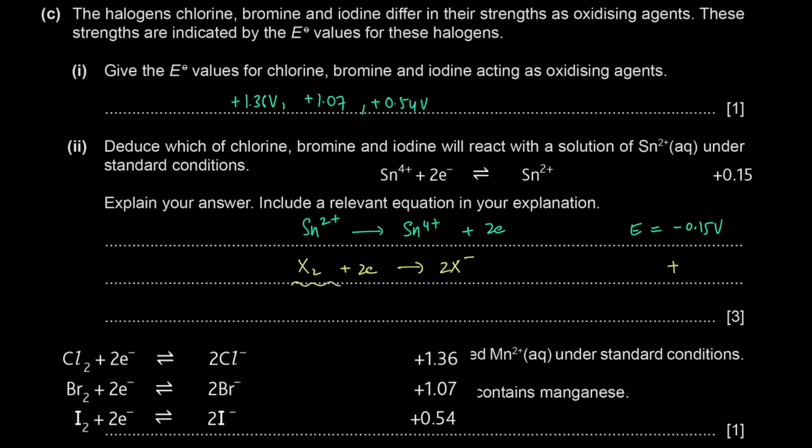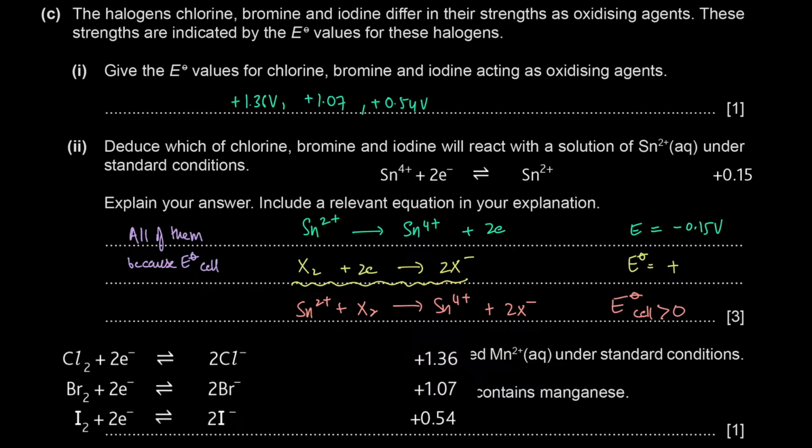So over here, what we know is that for the overall equation, we're going to have Sn²⁺ reacting with the halogen to form Sn⁴⁺ and the halide ions. And no matter which halogen we choose, the EMF of the cell will always be greater than 0, since this positive value in magnitude will always be greater than this negative value. So what we can say is that no matter which halogen we use, they'll all be able to react with Sn²⁺. So the answer is that all of them will react with Sn²⁺, because the E° of the cell is greater than 0 for all of them.